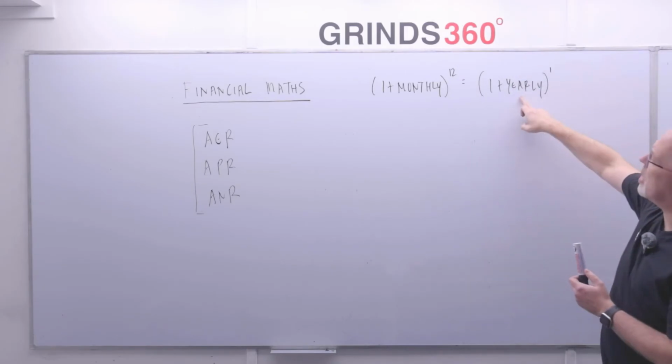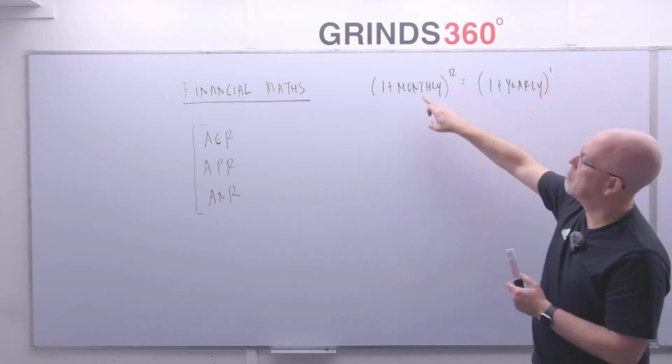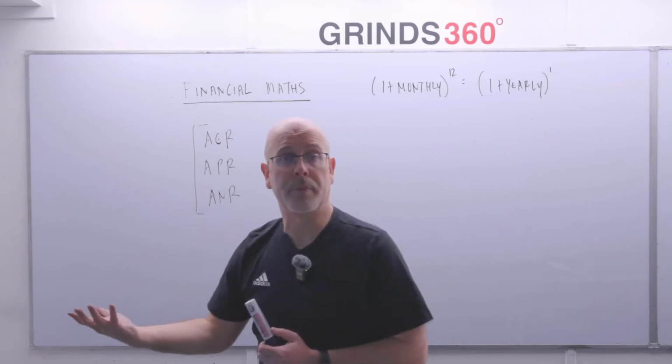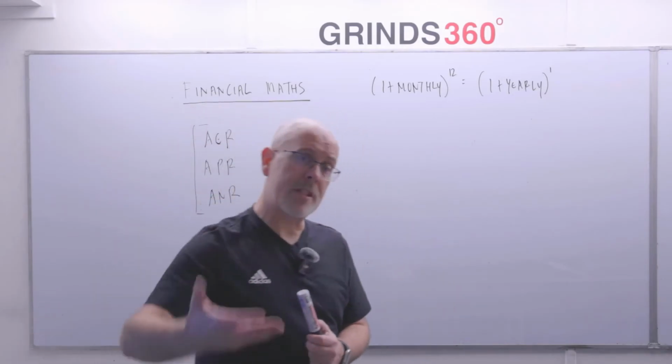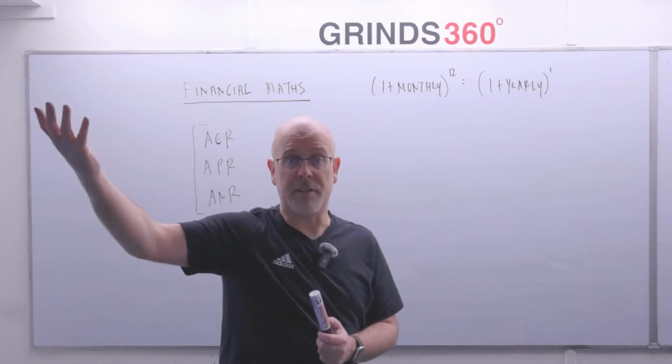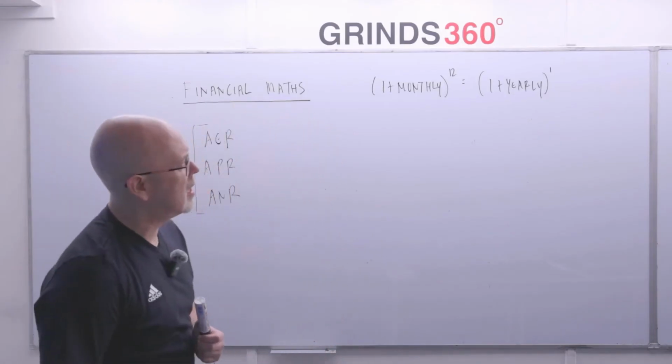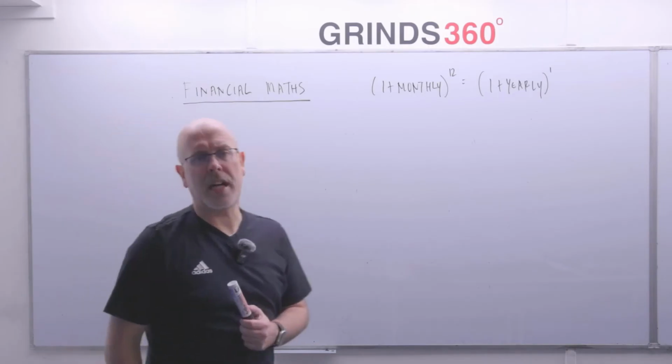So getting your yearly interest once a year is the same as getting your monthly interest 12 times a year, or 1 plus the weekly rate to the power of 52. It's the same as getting your weekly interest 52 times a year, assuming there's exactly 52 weeks in the year, which a question would normally tell you if that was the case. All right, so I can use this to switch between any time point at all.